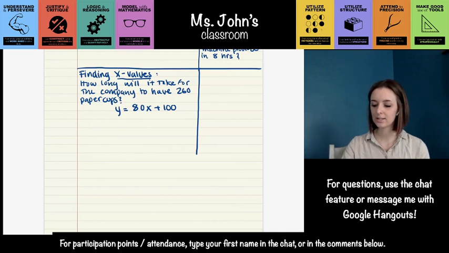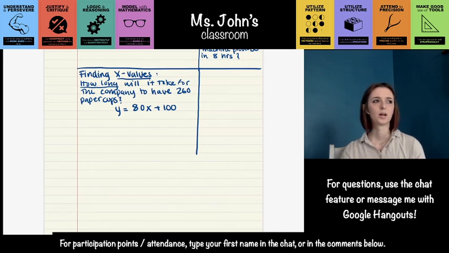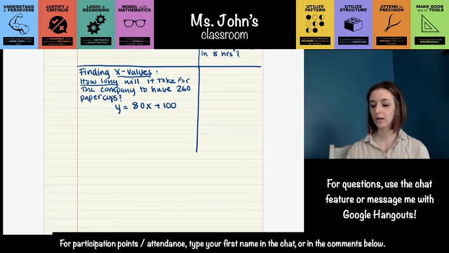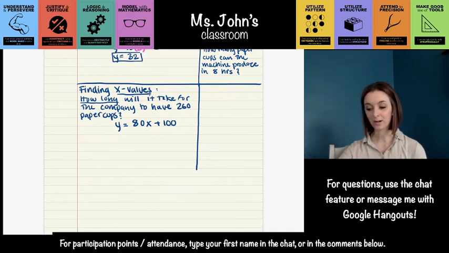So you'll see something like how long or how many minutes, what it's going to be asking for is x values. It's looking for the input and it gives you the output it wants. So the process is very similar. Instead of replacing the x value, you're going to replace the y value. In this case, we're wondering how long will the company take to have 260 paper cups. So the 260 paper cups is a y value. So they're saying when y equals 260, what does x equal?